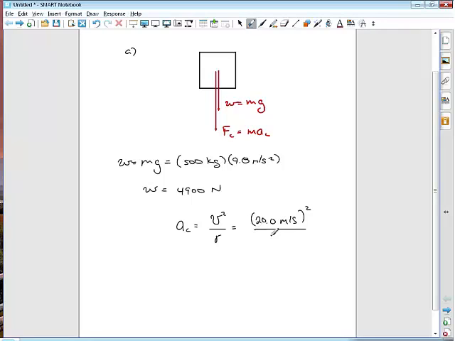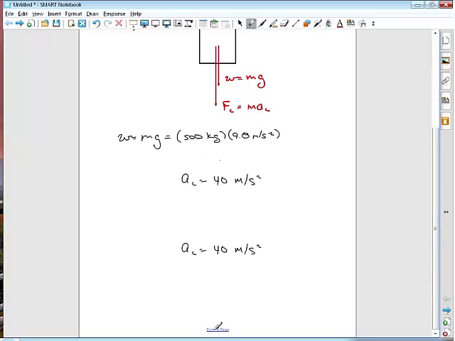And we square that and we divide by the radius, which according to the graph is 10 meters. So our centripetal acceleration is 20 squared divided by 10. So that's 40, and the units are meters per second squared. We have meters squared per second squared divided by meters, which gives us meters per second squared.